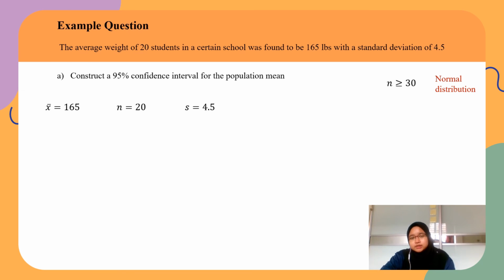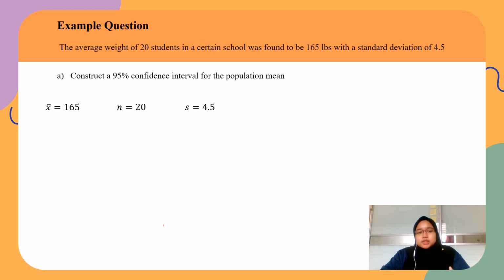But in this example, n is less than 30. So that tells us that we want to use the student's t-distribution. So those two are good indicators that you should use the student's t-distribution: if you have the sample standard deviation as opposed to the population standard deviation, and if n is less than 30.